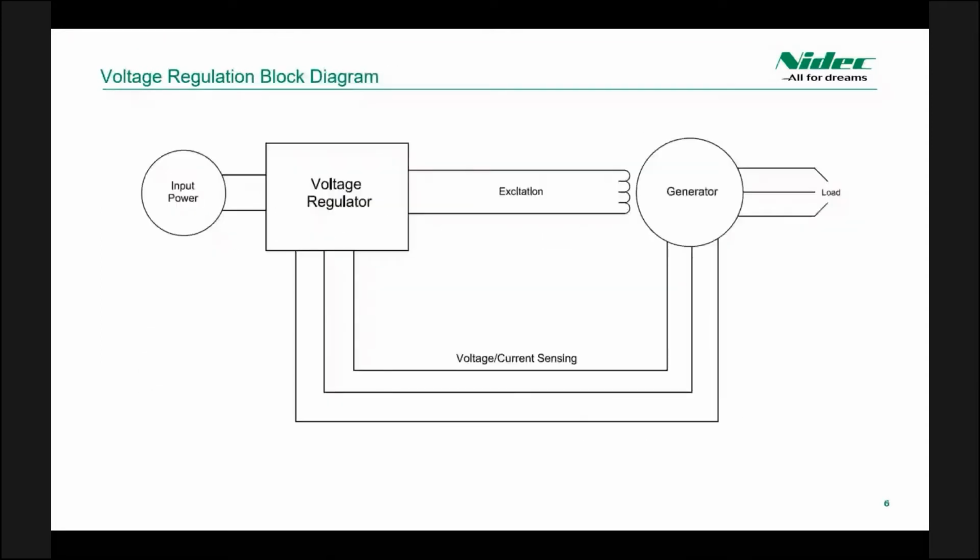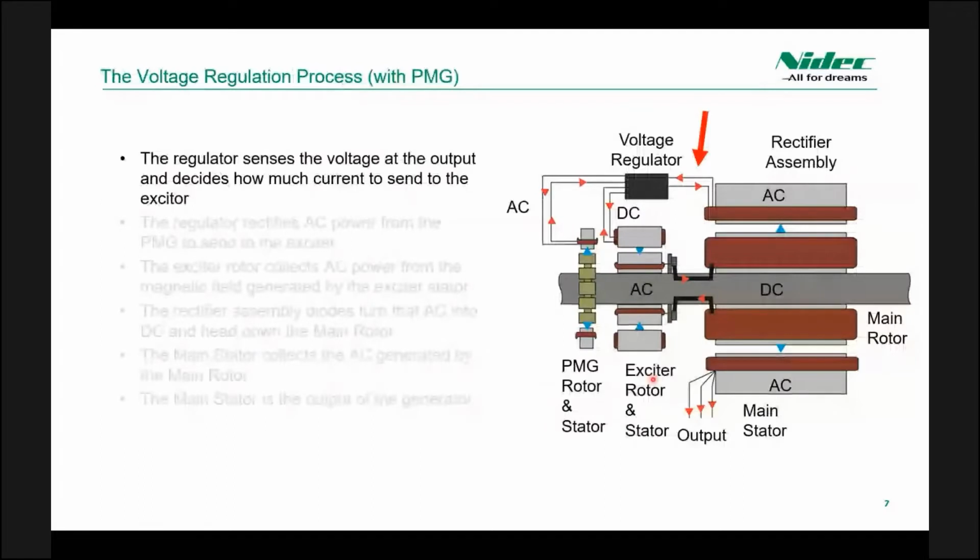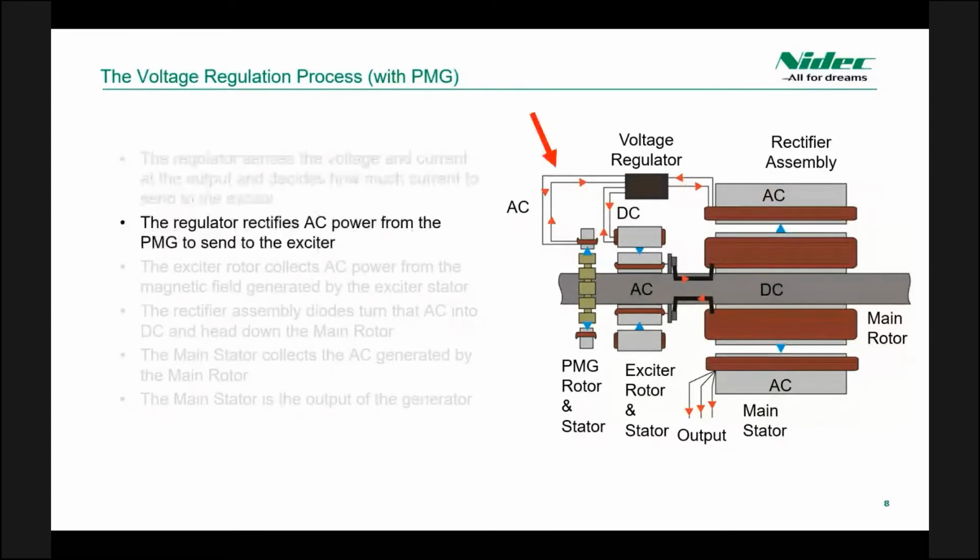Now let's get into some finer details of the voltage regulation process. Like I said, the process starts off with the voltage regulator sensing the voltage that's present at the generator's main stator right here. It's going to see, is the AC voltage here at the proper set point that you have the regulator set to? If that's not the proper set point, then the voltage regulator is going to have to change the excitation.